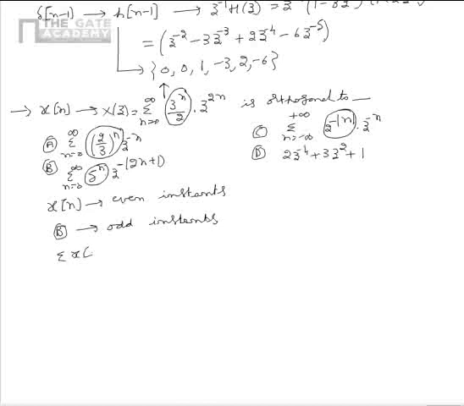So sigma x of n y star of n is equal to 0. So the signals x of n and y of n are orthogonal, where y of n corresponds to the signal in option B. So option B is the correct answer.